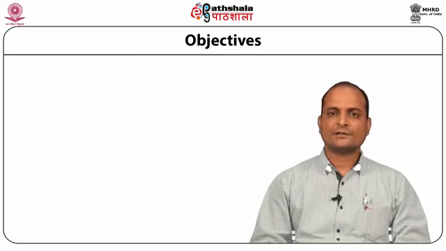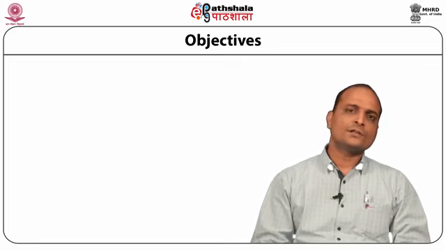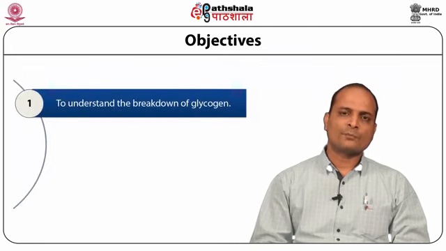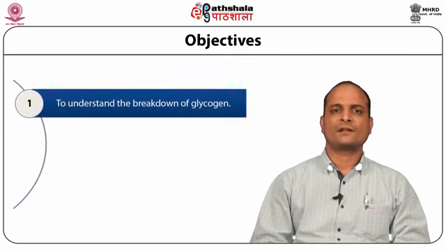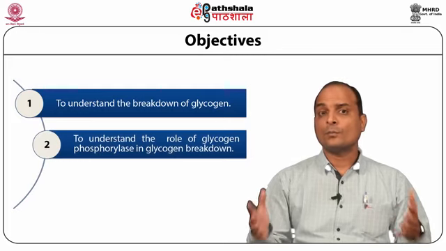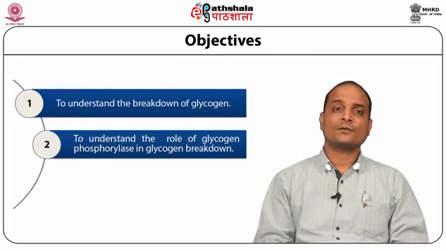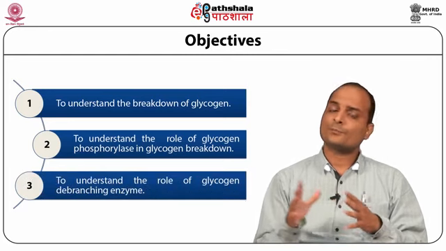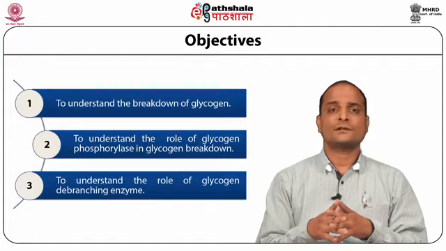Today we will discuss glycogenolysis, that is the breakdown of glycogen, under the paper Carbohydrate Metabolism. So students, let us see what we are going to learn in this module. We will try to explore the breakdown of glycogen. We will try to understand the role of glycogen phosphorylase in glycogen breakdown. We will explore the glycogen debranching enzyme, which plays an important role in debranching.